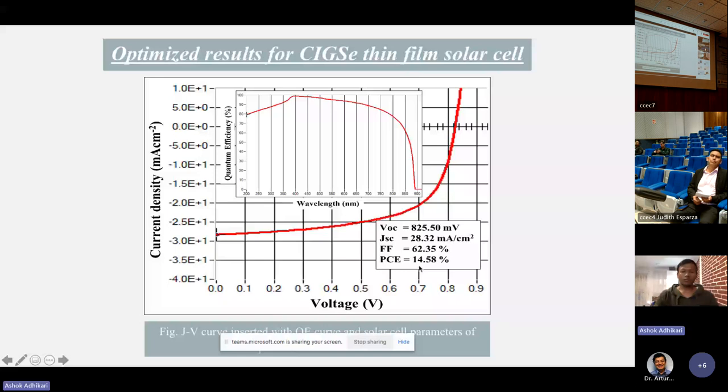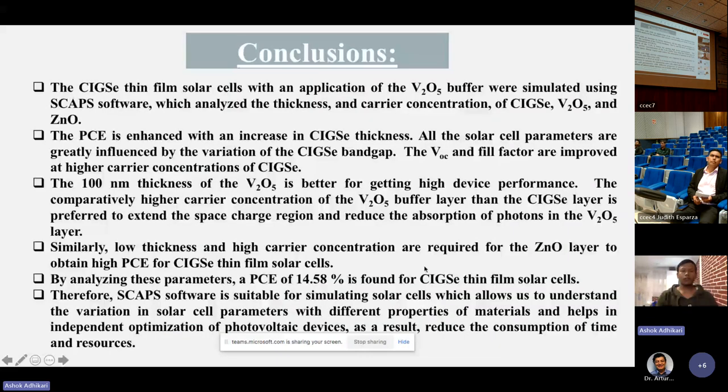So after these results, we have concluded that we have used B2O5, we have varied the different parameters of thickness, carrier concentration, band gap for the CIGS material, and obtained the efficiency 14.58. So it shows that the B2O5 has the possibility to get efficiency of more than 10%, almost around 15%.